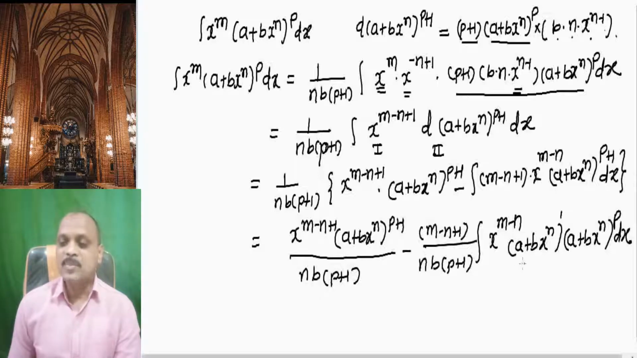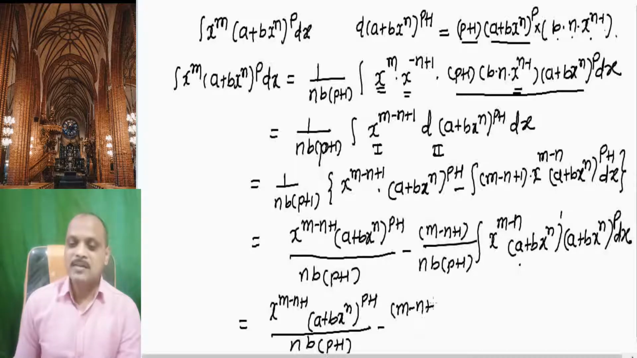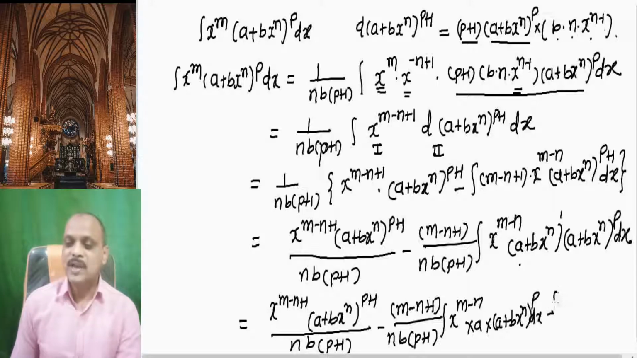Now let us multiply this bracket term to these remaining two terms, and we have x raised to m minus n plus 1 into (a plus b x raised to n) whole raised to p plus 1 divided by n into b into (p plus 1), minus (m minus n plus 1) divided by n into b into (p plus 1) integration of x raised to m minus n into (a plus b x raised to n) whole raised to p into dx, minus (m minus n plus 1) divided by n into b into (p plus 1) into the integration of x raised to m minus n into b x raised to n into (a plus b x raised to n) whole raised to p into dx.